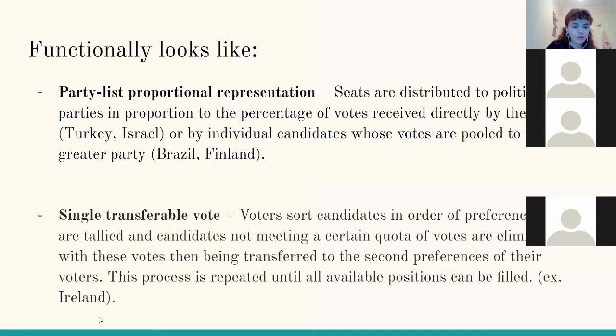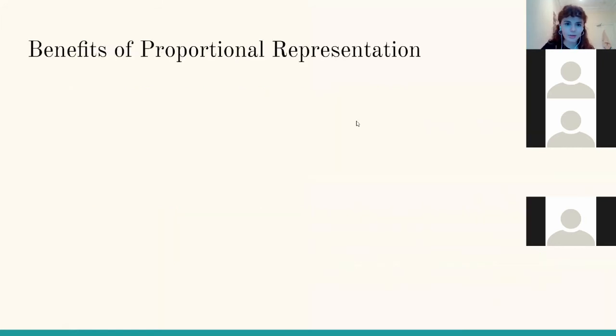And then under this banner, we also have STV. Voters can sort candidates in order of preference, and votes are tallied, and candidates not meeting a certain quota of votes are eliminated. With these votes that you've now eliminated, you take them from the bottom of the stack and move them up to the second preference of the voter. You keep doing this and iterating it until all available positions can be filled. An example of this is Ireland. A lot of other states are starting to use this now.